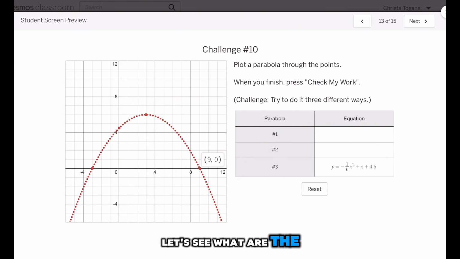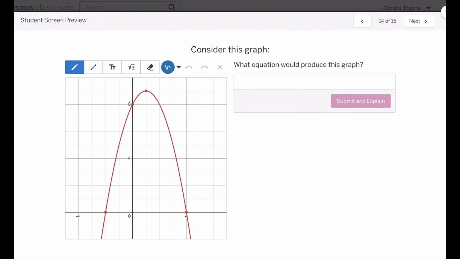Let's see what the intercepts are here. So I would use intercept form and then I would do vertex form. Okay? There's also the clue for your y-intercept that comes from the dot that's on the y-axis. And then what equation would produce this graph?